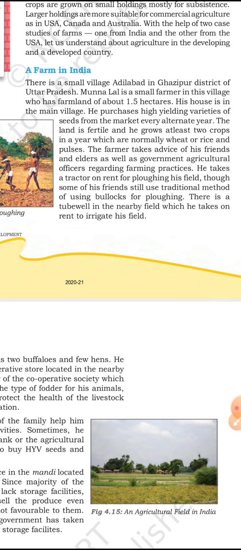The farmer takes advice from his friends and elders as well as government agricultural officers regarding farming practices. He takes a tractor on rent, that is the technology input, for plowing his field, though some of his friends still use the traditional method of using bullocks for plowing. There is a tube well in the nearby field which he takes on rent to irrigate his field, that is irrigation facilities. So this is case number 1.